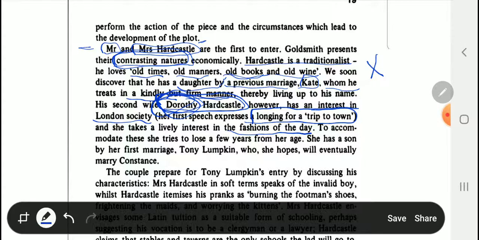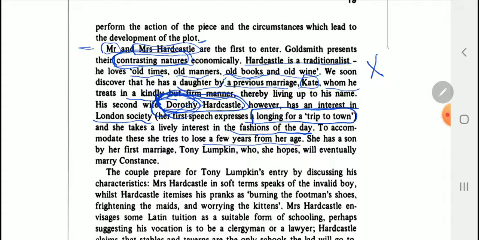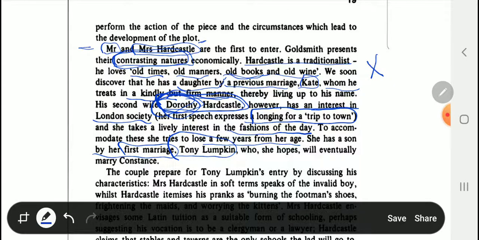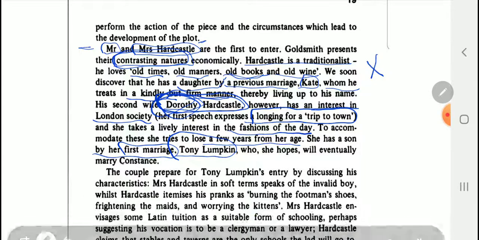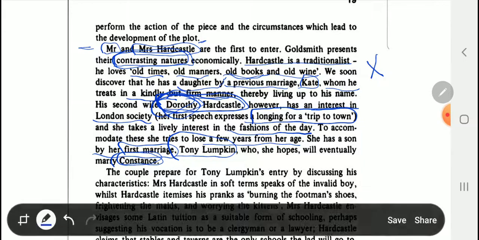So, students, if I ask you to analyze those two characters, Mr. and Mrs. Hardcastle, from the beginning we have to say that Mr. Hardcastle is more associated with the old stuff, and Mrs. Hardcastle is more associated with fashion and the new stuff. To accommodate this, she tries to lose a few years from her age. She has a son by her first marriage, and the son is called Tony Lumpkin. In the middle of the play, we know that she wanted Tony Lumpkin to marry Constance Neville, because she wanted to control the jewels.